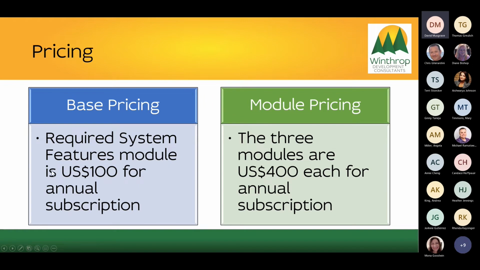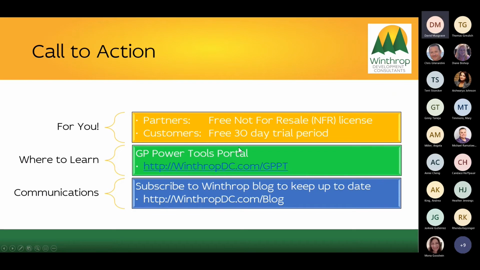So the system module is $100 per year for an annual subscription. Each of the modules are $400, so the entire suite is $1,300 for the year. And basically, if you want to, customers can download it, install it, activate a 30-day trial, and have a play with it.